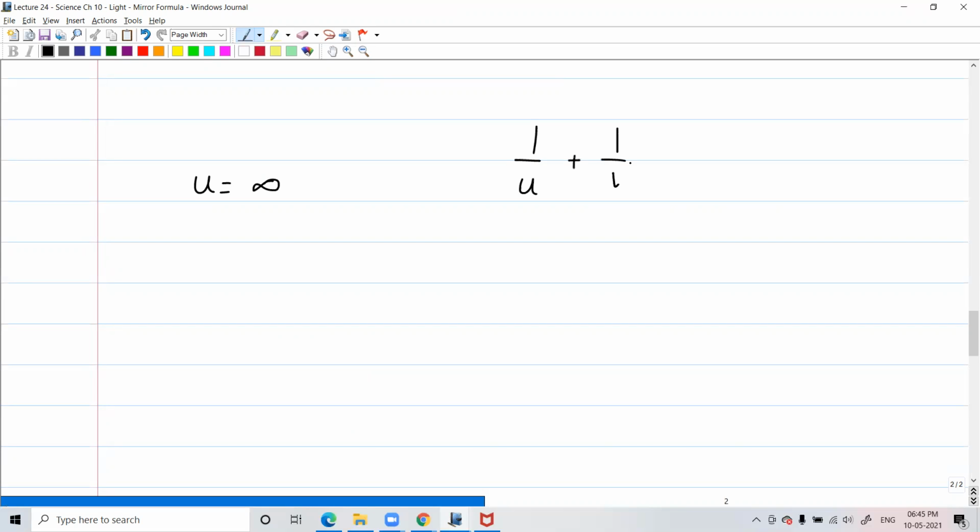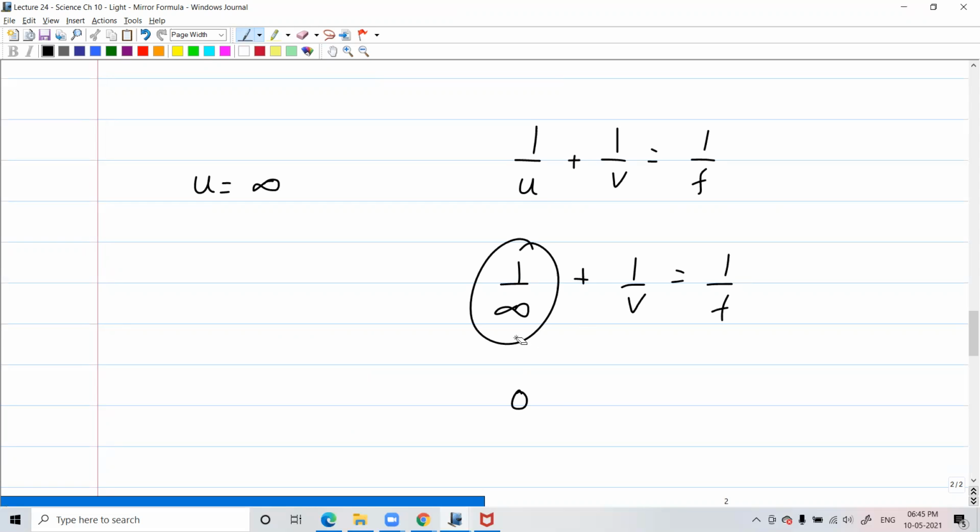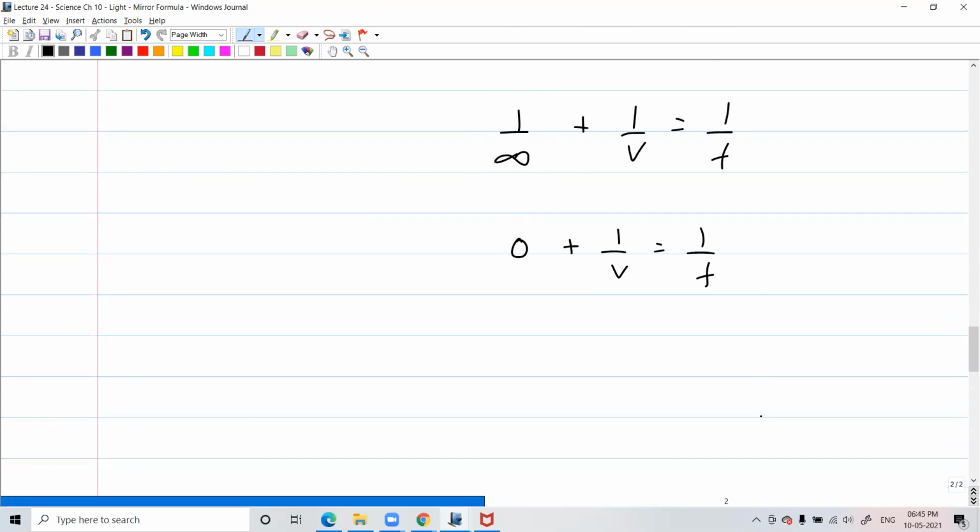1 by u plus 1 by v is equal to 1 by f, right? So if u is infinity, it means 1 by infinity plus 1 by v is equal to 1 by f. And 1 by infinity is 0. So 1 by v is equal to 1 by f. What does it mean? It means that v is equal to f.